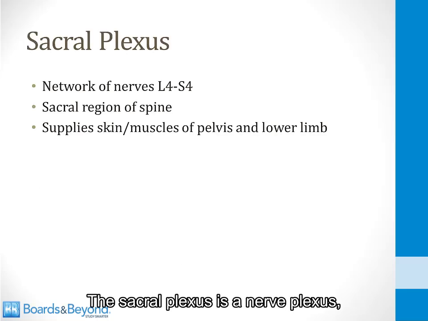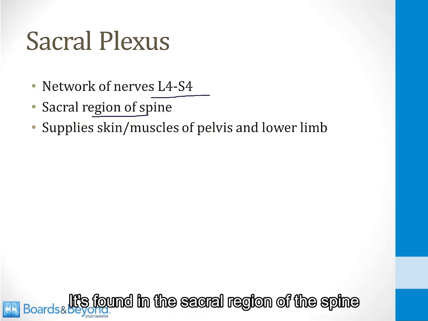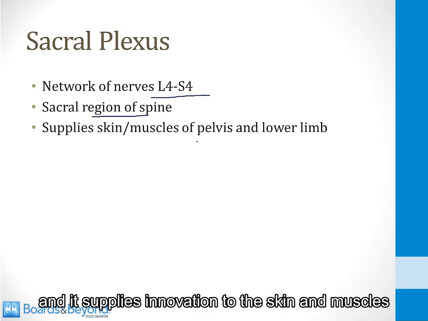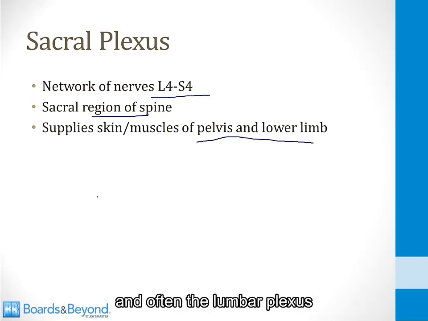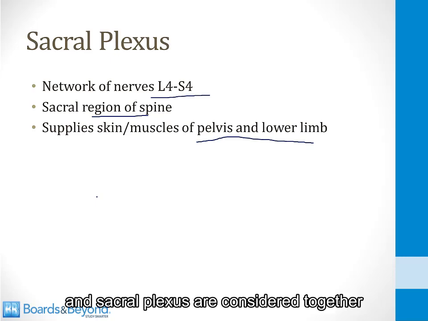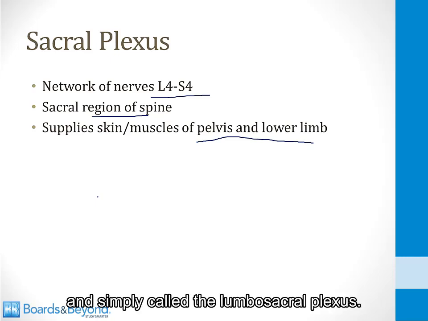The sacral plexus is a nerve plexus a level down from the lumbar plexus. It derives from nerve roots L4 to S4. It's found in the sacral region of the spine, and it supplies innervation to the skin and muscles of the pelvis and lower limb. And often the lumbar plexus and sacral plexus are considered together and simply called the lumbosacral plexus.